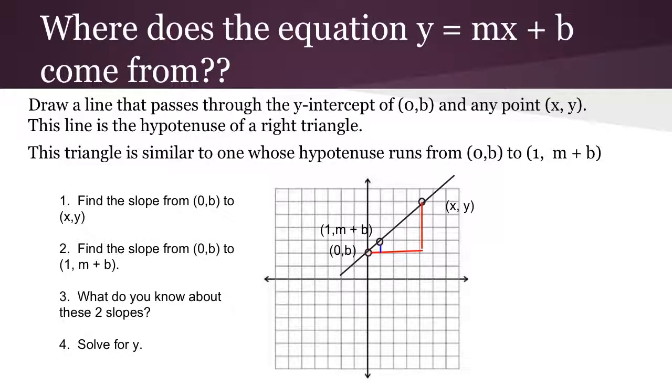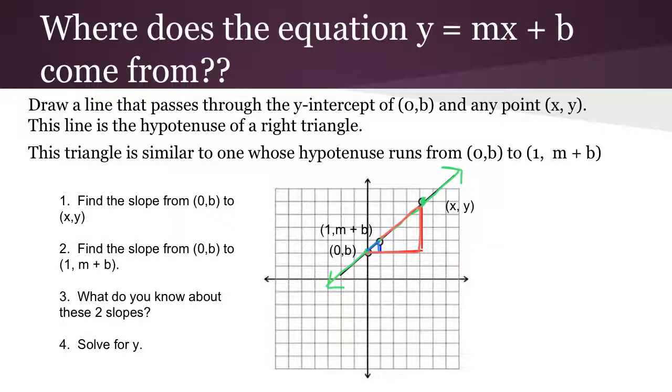So we're going to draw a line that passes through the y-intercept of (0, b), that's right here, and any (x, y), any coordinate. So we're talking about this line right here, and it is the hypotenuse of both of my similar triangles. So I have a similar triangle. I have a little tiny triangle that's right here. Can you see it? And then I have a larger red one that's right there.